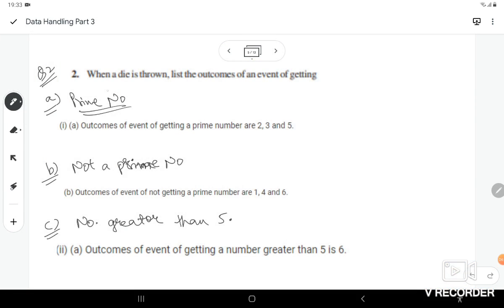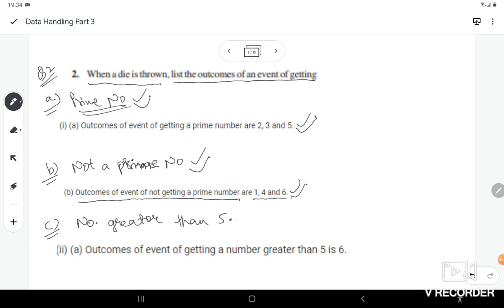Let's see question number 2. It says when a die is thrown, list the outcomes of the event of getting a prime number. When a dice is thrown, you get either 1, 2, 3, 4, 5 or 6. And out of these the prime numbers are 2, 3 and 5. Next part says not a prime number. So the outcomes of the event of not getting a prime number are 1, 4 and 6.